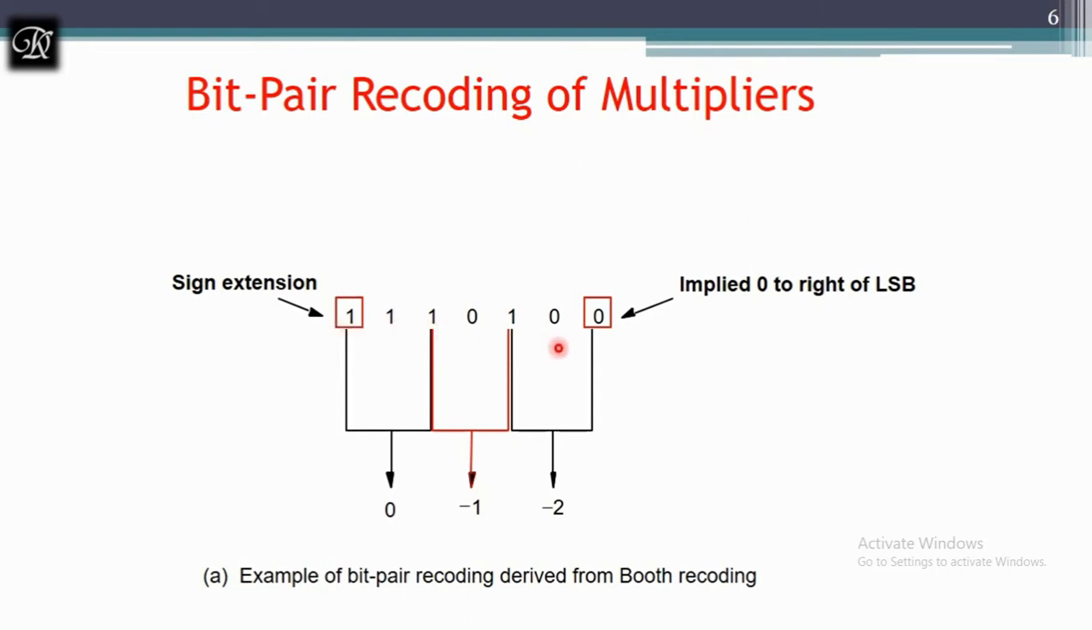And now I am going to group them into 3. Considering the implied 0 and current bit 0 and the next bit 1, I am going to group them, and 1 0 0 from the truth table we had, it is -2. Next, previous bit, current bit and next bit 1 0 1, it is having -1, and when all the bits are the same, then it is 0. This is how we are going to recode the given multiplier.